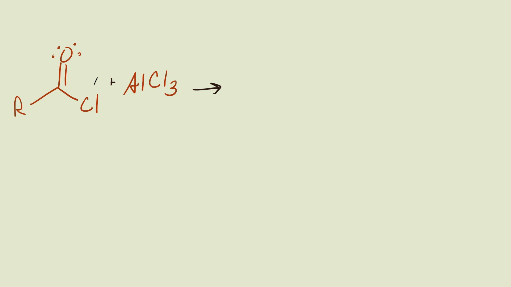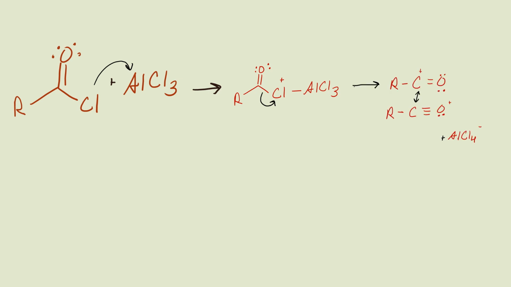This chlorine will attack this molecule to form the Lewis acid-base complex. This bond will swing down to the chlorine to make it happy. This gives us our resonance-stabilized acylium ion. This ion can react with benzene through electrophilic aromatic substitution.